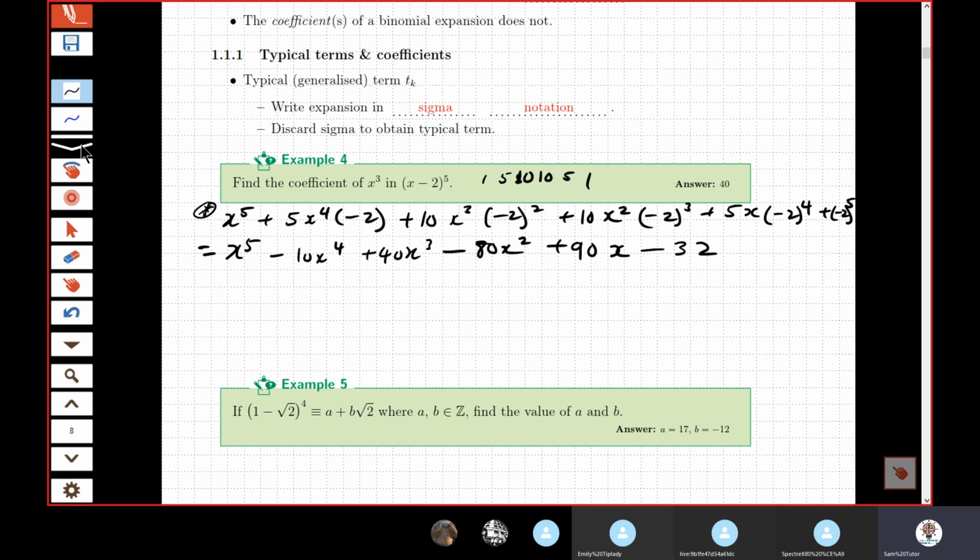Okay, and then if you had to, what's the coefficient of x cubed? Coefficient is 40. Okay, but like I said, you've got to learn it the professional way.